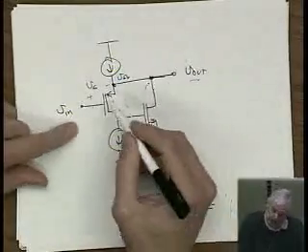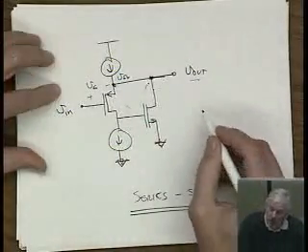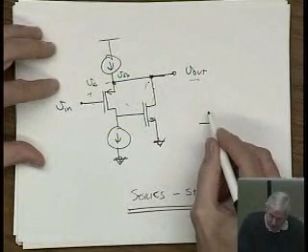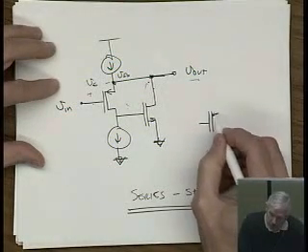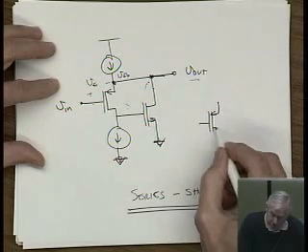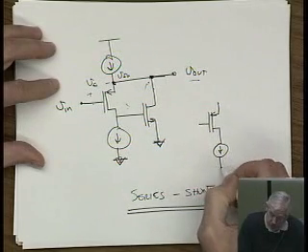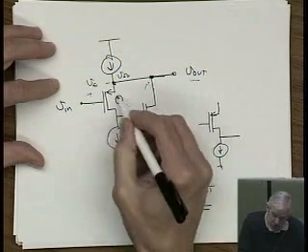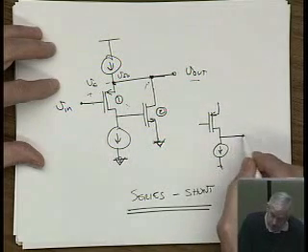So the signal's going in this direction. So what's our basic amplifier look like? Our basic amplifier is going to look like this. Let's call this transistor 1, transistor 2.